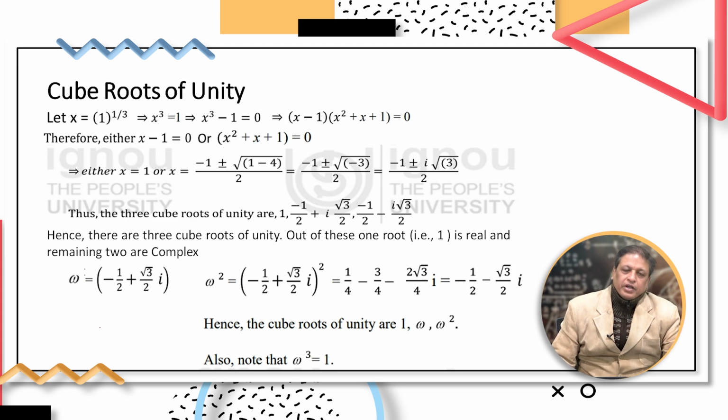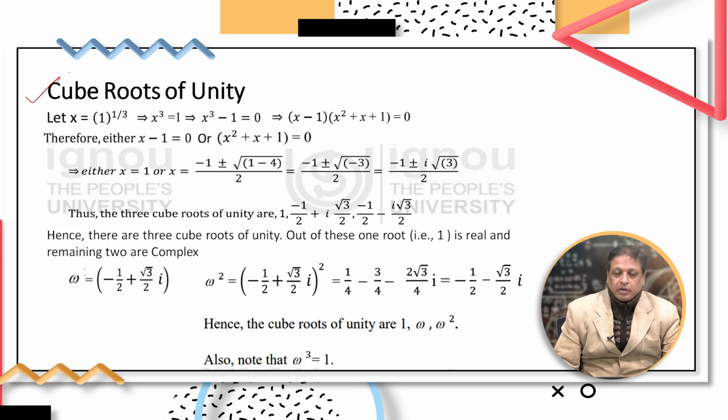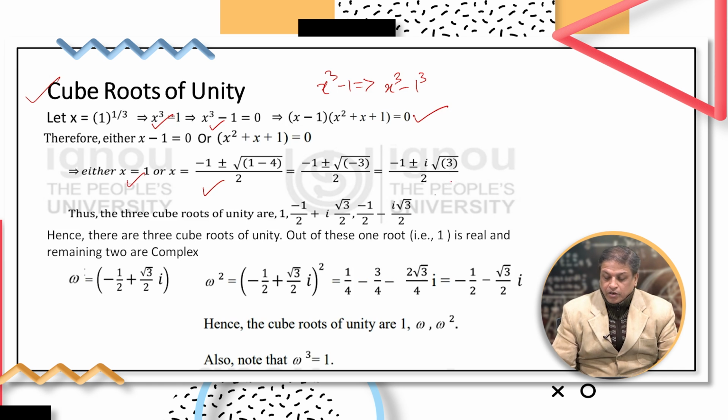Lastly, the cube root of unity is one of the very important concepts, and we understood that x to the power 1 by 3 represents x cube equal to 1, which is x cube minus 1 cube equal to 0. And we learned how to apply the cubic identity to solve this cubic equation, and we found that there are three roots: x is equal to 1, and x is equal to minus 1 plus minus square root of 1 minus 4 by 2, and we also have the final root, that is minus 1 by 2 minus iota. These three roots are there.